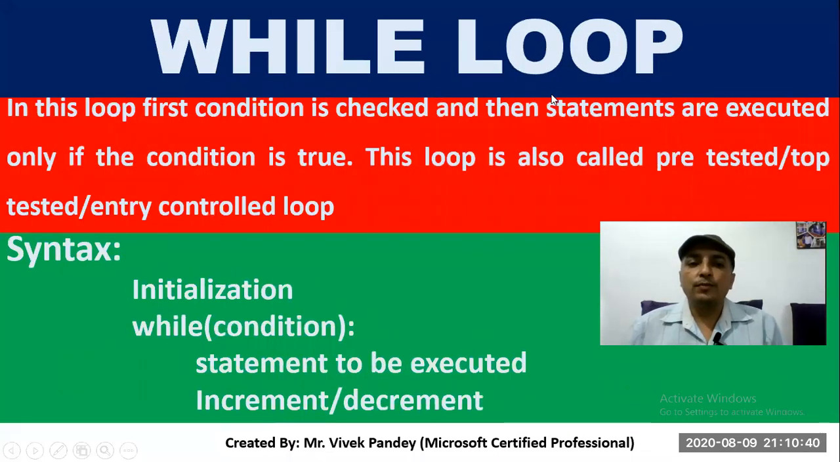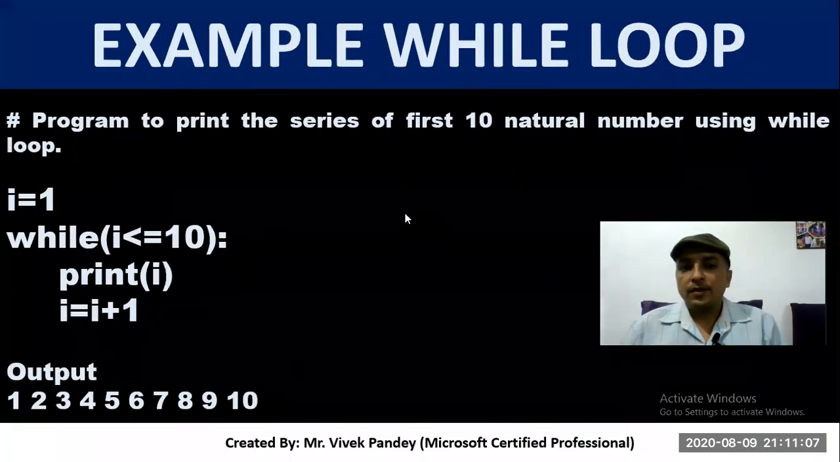What is a while loop? In this loop, first the condition is checked and then statements are executed only if the condition is true. This loop is also called a pre-tested, top-tested, entry control loop. This is an example of a while loop.